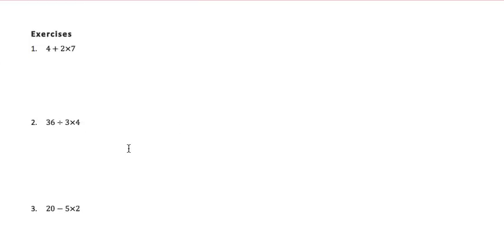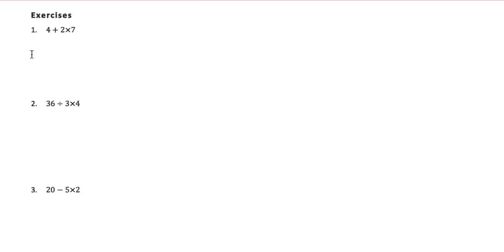So let's practice. If we have 4 plus 2 times 7, we must do 2 times 7 first. So 4 plus 14, which is 18.